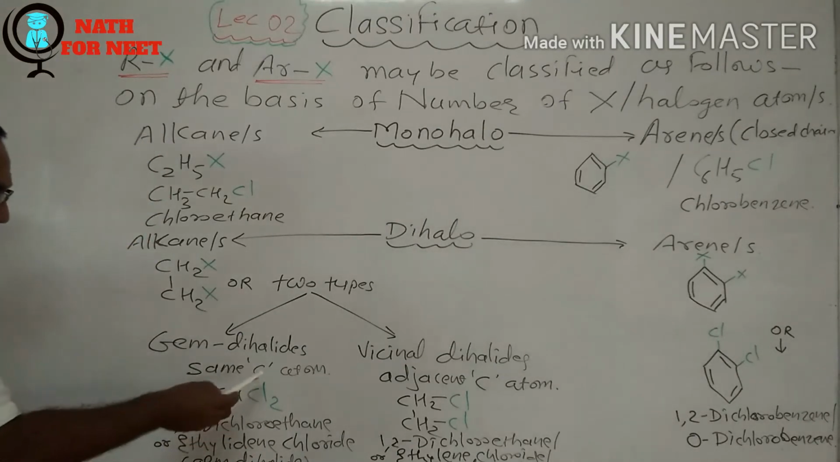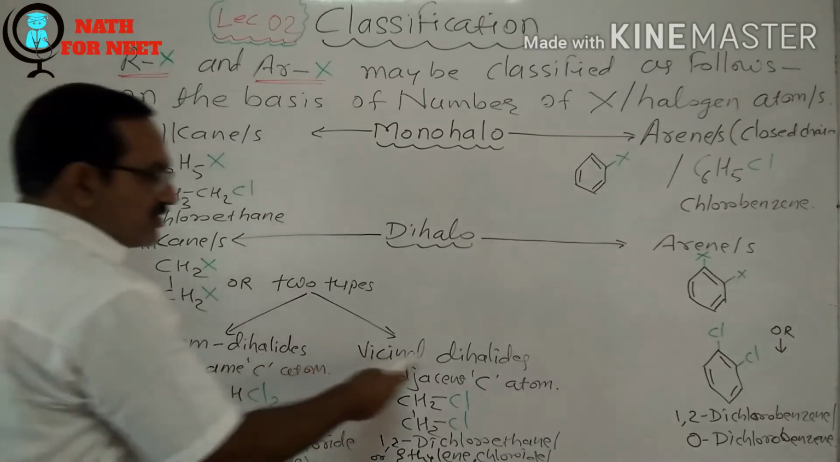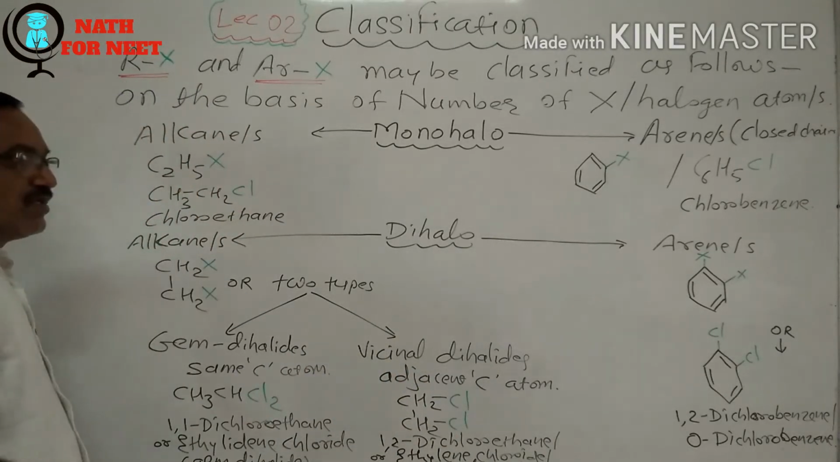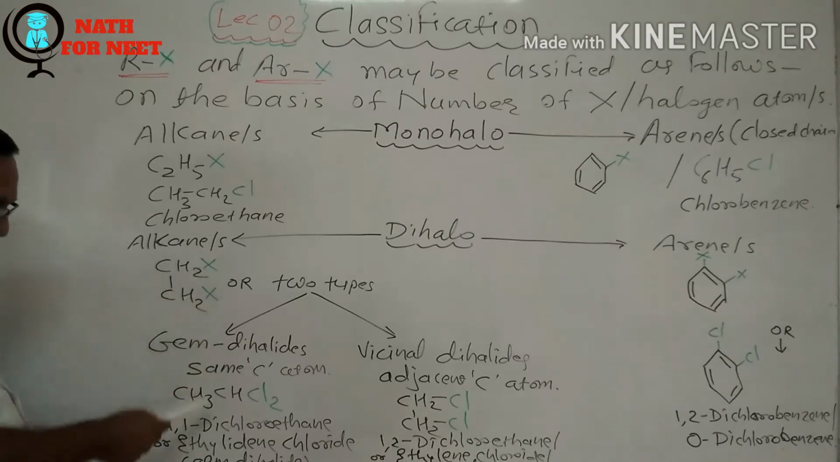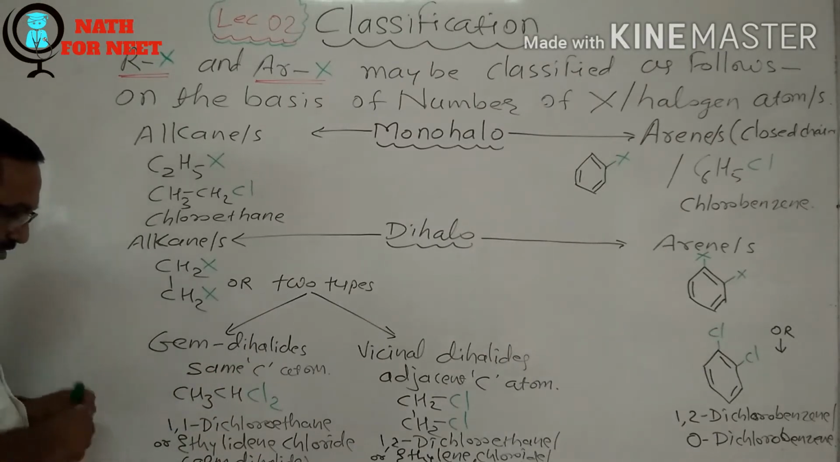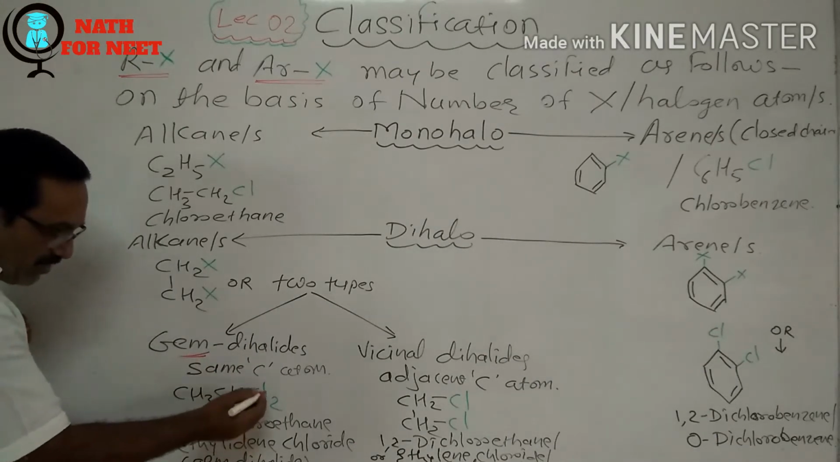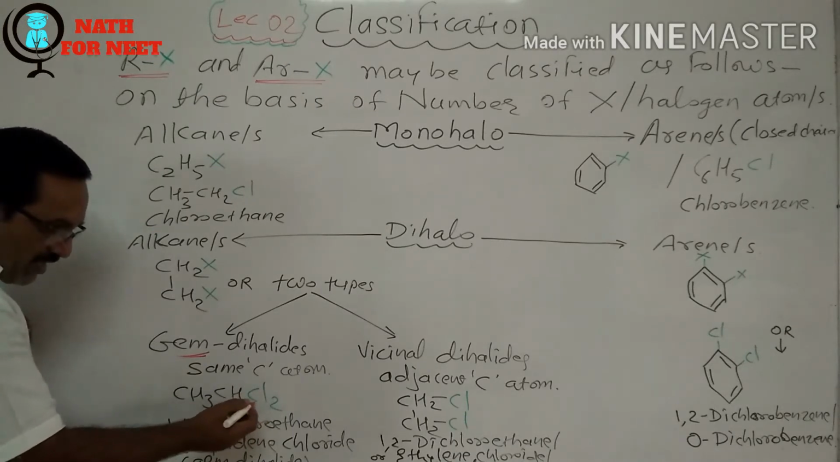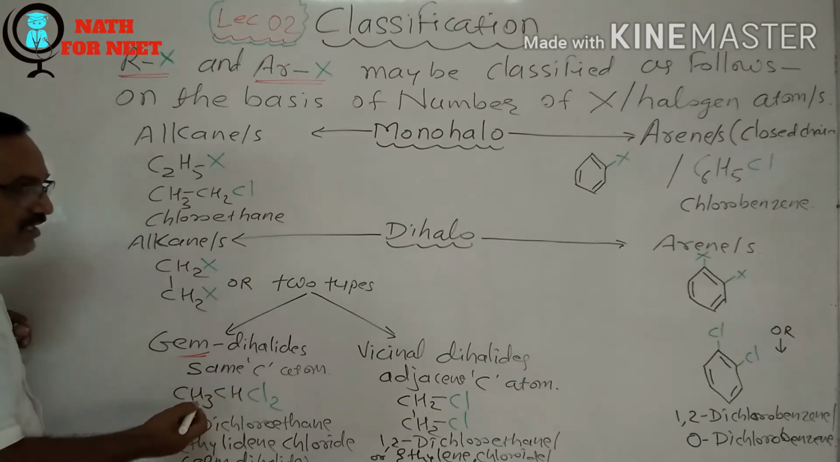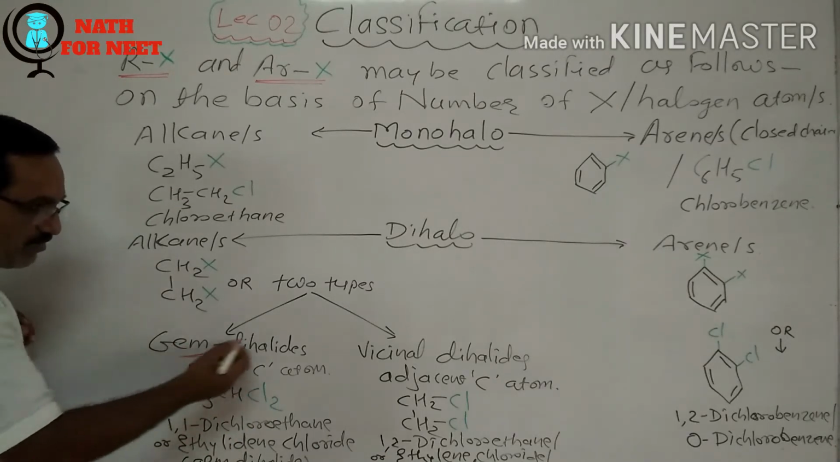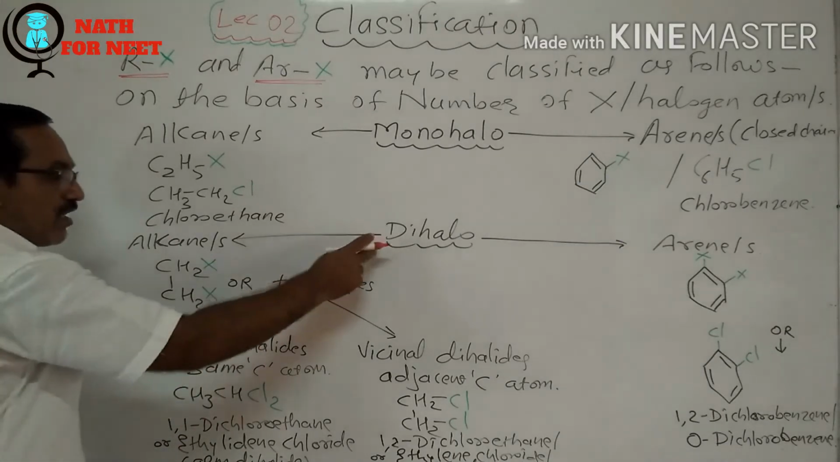So see here, they are of two types: gem dihalides and vicinal dihalides. Whenever these two halogen atoms attach to the same carbon atom, that is the case of gem. So gem means both halogen atoms attach to the same carbon atom, and hence they are considered as gem dihalides belonging to the dihaloalkanes.